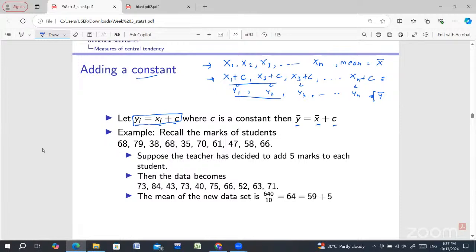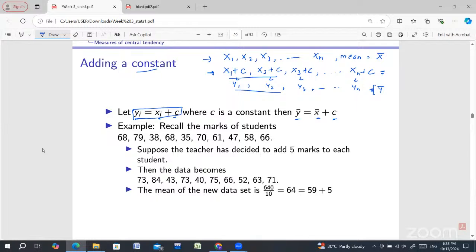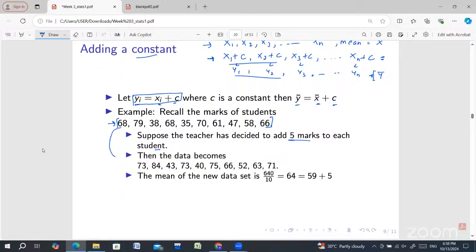You can check it with an example also. This is your data set which is given. Here it is written that suppose the teacher has decided to add 5 marks to each student. So we are adding 5 to each data point. If you add 5 to 68, it will be 73. Similarly, you add 5 to each data point. So now this is your new data set, after adding a constant 5.